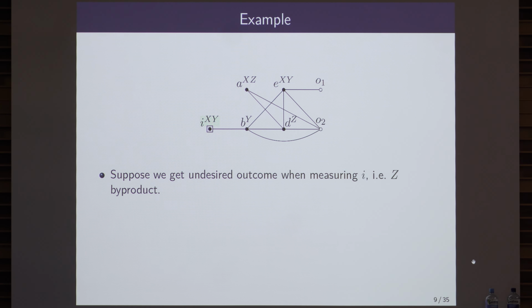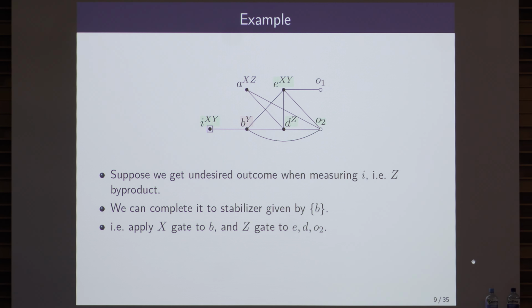And what we will be doing for corrections is completing the stabilizers of the graph state. So in this case, we can, for example, complete it to the stabilizer given by qubit B. What exactly does it mean? It means that we can apply an X gate to B and a Z gate to its neighbors. So in this case, we would apply a Z gate to E, D, and O2. We don't apply it to I because we assume that on I we already have this byproduct that we want to get rid of. So if we do that, in this case, we would complete to a stabilizer, and because of that, we would not have to worry about the fact that we got an undesired outcome, because we brought the state to the one we would be in if we got the desired outcome.